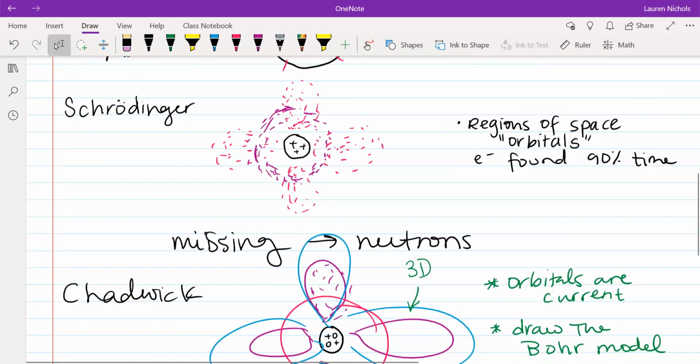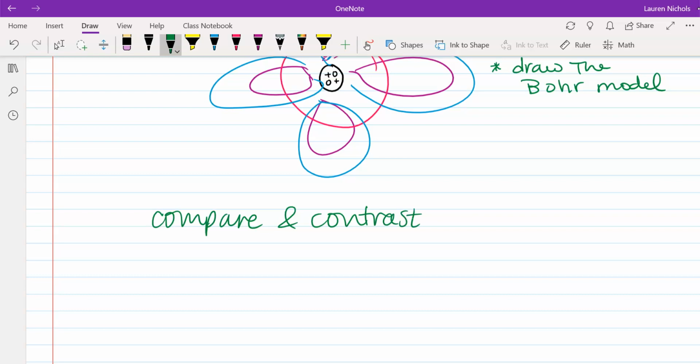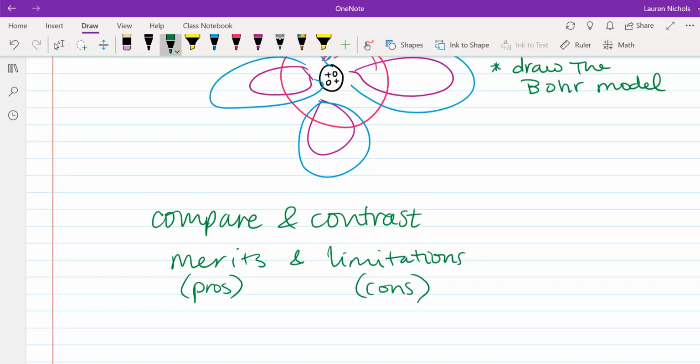On a test, you would need to be able to compare and contrast these models: what makes them similar, what makes them different. But you'll also need to talk about the merits and limitations of each one. This is a fancy academic way of saying your pros and your cons. What's good about it, what it discovered that wasn't there before in the model of the atom, but also what's still missing or what's still wrong or incorrect about the model.